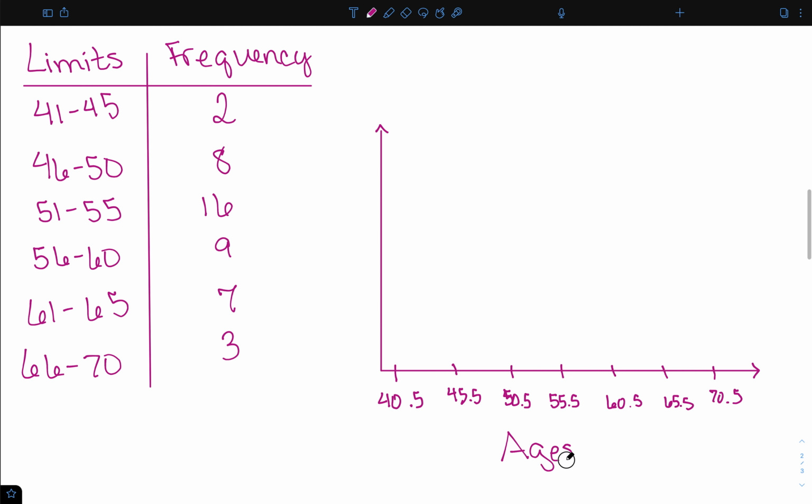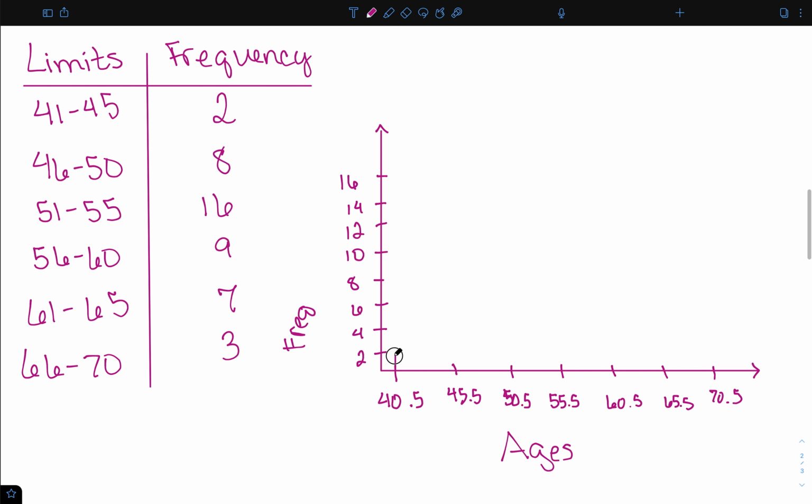The y-axis is going to contain frequency. For that, I'll go ahead and count by twos. Here's 2, 4, 6, 8, 10, 12, 14, and 16. We then draw bars.